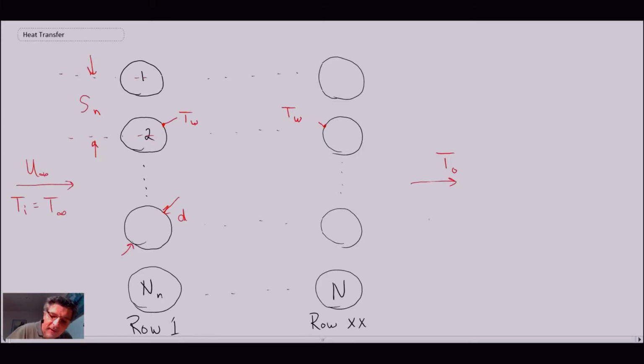And two more things that we will denote are capital N with the subscript n, which denotes the number of tubes in a row, and capital N, which is the total number of tubes in the bundle.